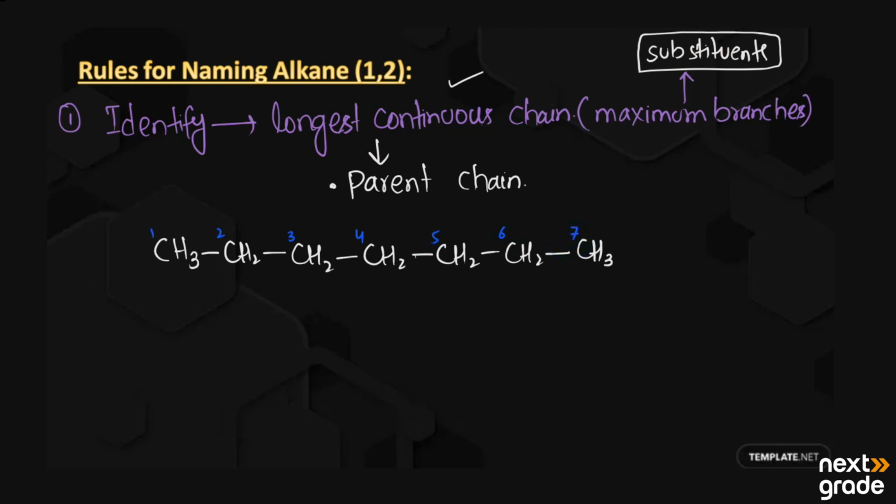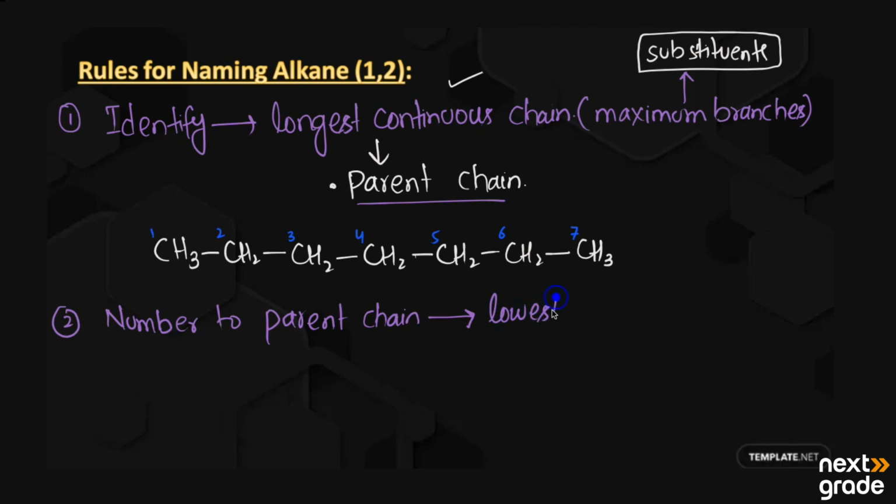The second rule is to number the carbon chain, the parent chain. We have to give numbers to the parent chain, which must be the longest chain, and we must start the numbering from the end that gives the lowest number to the substituents.